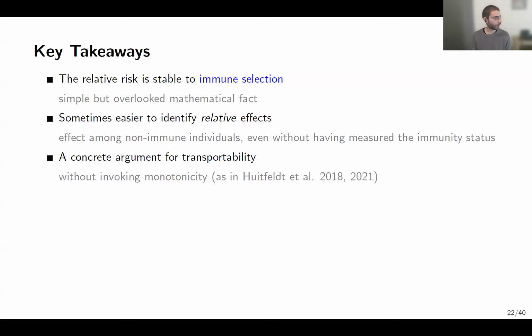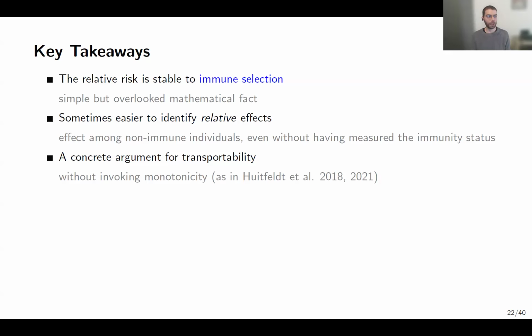And another point is that this immune selection stability property of the risk ratio may provide a concrete argument for transportability. So it is often said that risk ratios, so relative effects in general, are more stable across populations. I don't think there is an absolute way to prove this in general. Maybe the immune selection stability can be a way to motivate the stability of the risk ratio in a very specific setting. So for example, if you have a population that you believe can be interpreted as a sample from another population, but only looking at the immune status, or a population that is simply a subset of another population and all the people excluded are immune to the outcome, then you expect the risk ratio to be stable.